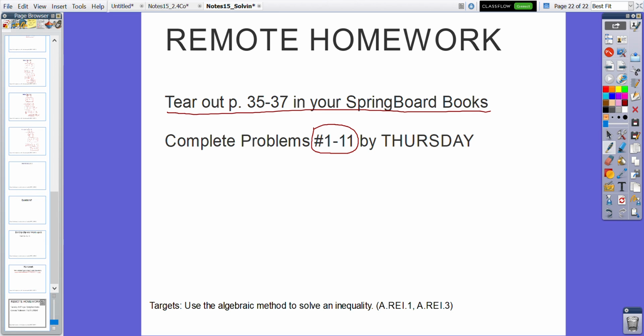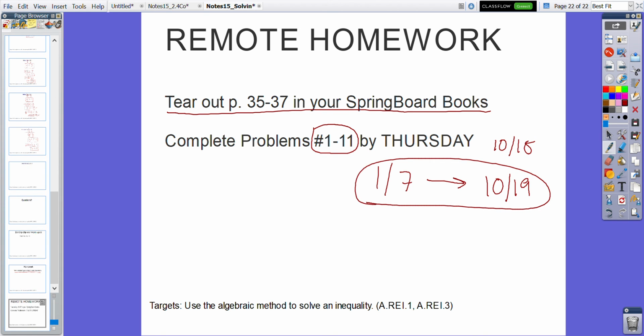If you're in 3rd period or 4th period, that is Thursday, October 15th. If you're in 1st or 7th period, that's going to be due the following class, which is going to be Monday the 19th. Okay, because we have parent-teacher conferences. Okay, so 1st and 7th period, you have until the 19th to finish that up.